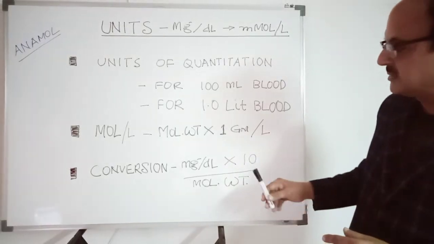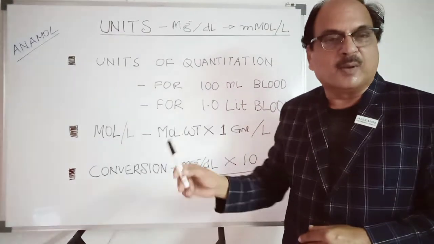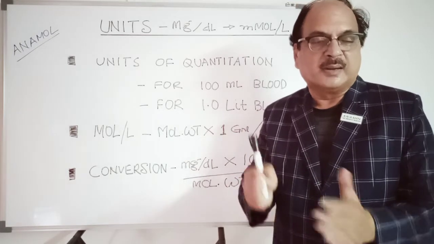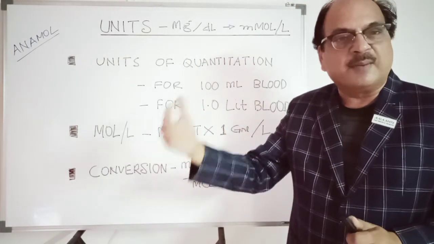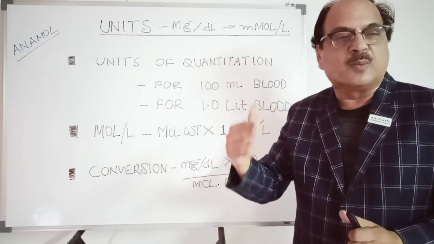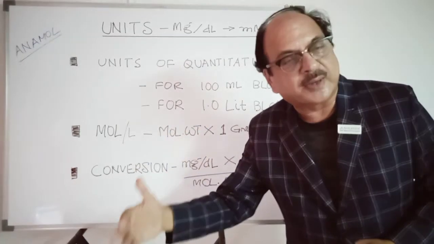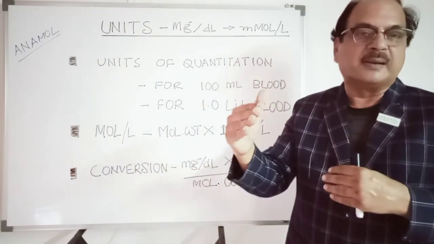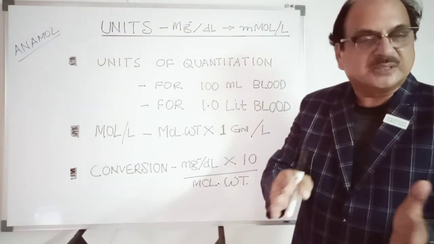You have a result in millimoles per liter, multiplied by molecular weight and divided by 10. So you get your conversion. In simple terms, divide by 10 or multiply by 10, depending upon whether you are converting 100 ml to 1 liter or 1 liter to 100 ml. So it's a factor of 10, and the molecular weight comes into the picture. I hope this is very clear.